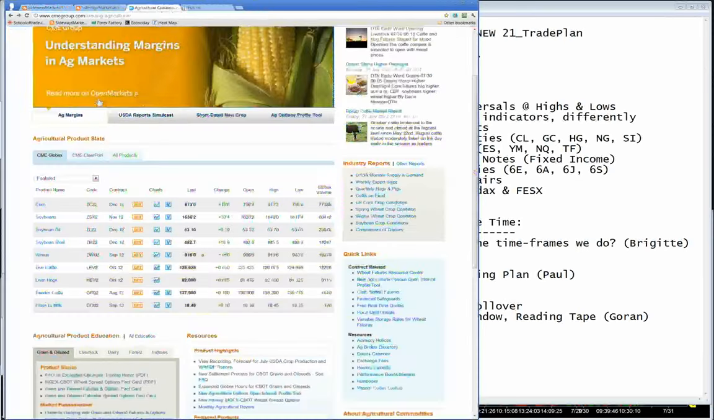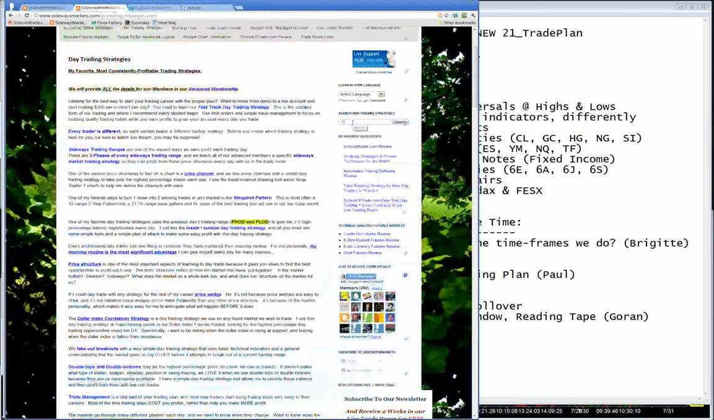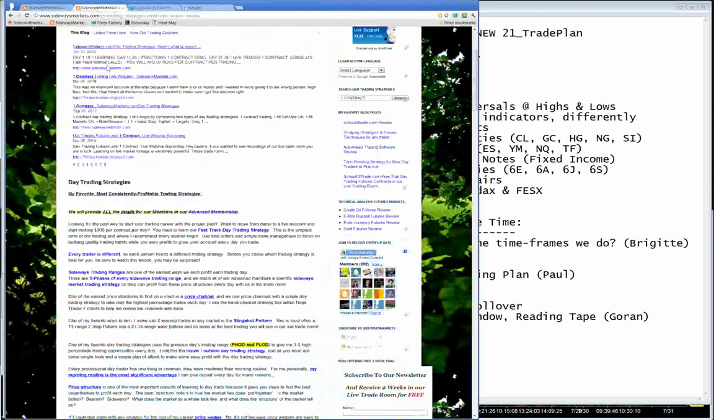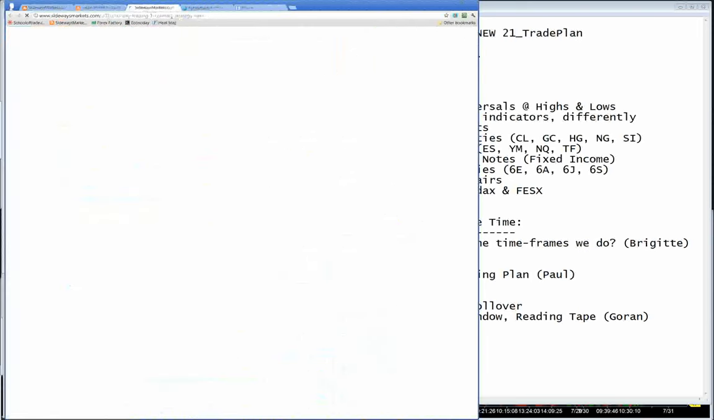I had it there a moment ago. Go one contract trading. There's your one contract trading strategy.